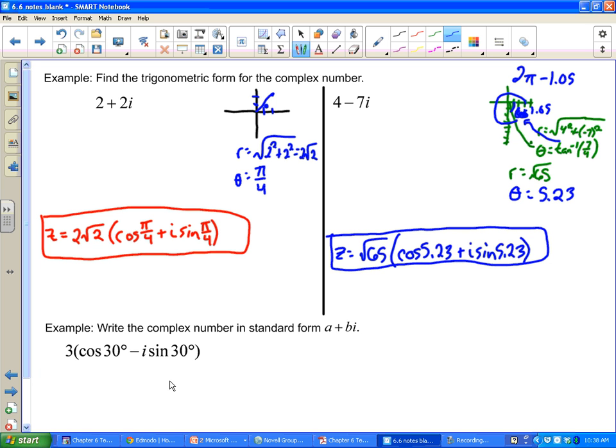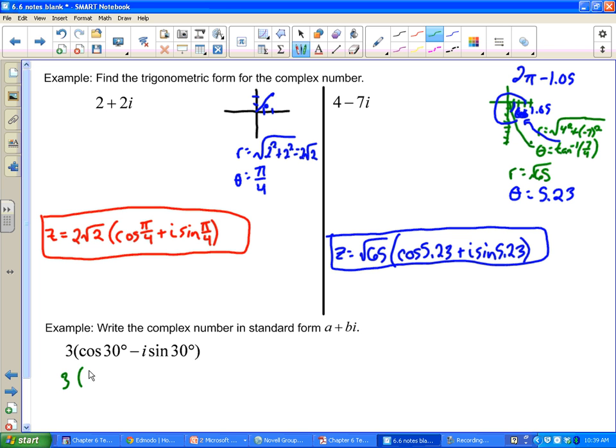This last one says write the complex number in standard form, a plus bi. This is actually really easy. We're just going to basically distribute the 3. And also we'll have to figure out what cosine of 30 and sine of 30 is. Those are on the unit circle. Anytime we have angles that are on the unit circle, we want to use our unit circle and get exact values. So I'm going to go ahead and leave the 3 out and find cosine 30 and sine 30.